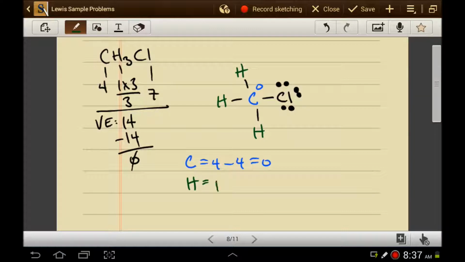Hydrogen has 1 valence electron, and this one feels like it owns 1. So 1 minus 1 is 0, so these hydrogens all have a 0 for a formal charge. This chlorine here has 7 valence electrons, and it feels like it owns 1, 2, 3, 4, 5, 6, 7. So 7 minus 7 is 0, so this chlorine feels like it has a formal charge of 0.